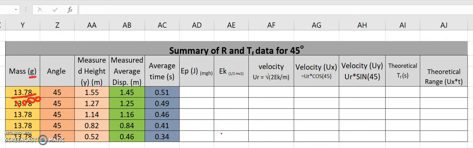So let's go back over here. We have the measured height, which is 1.55 meters. We had the measured average displacement, 1.45 meters, and the average time that it was in the air was 0.51 seconds. So let's go and calculate then, I guess, first the potential energy.